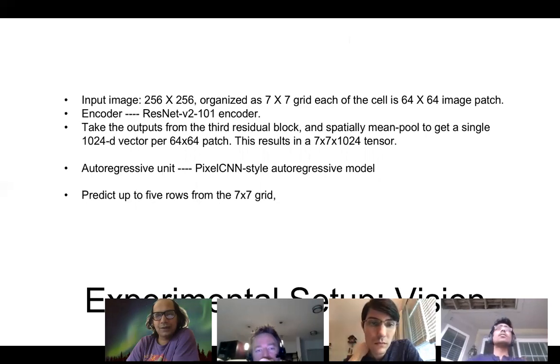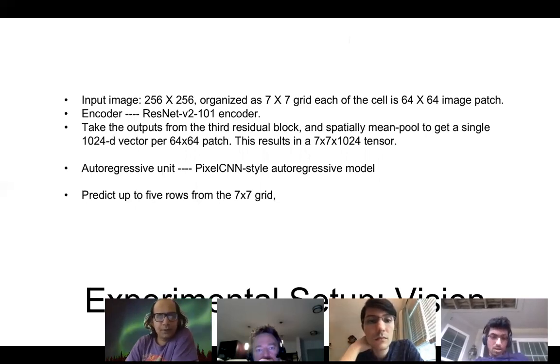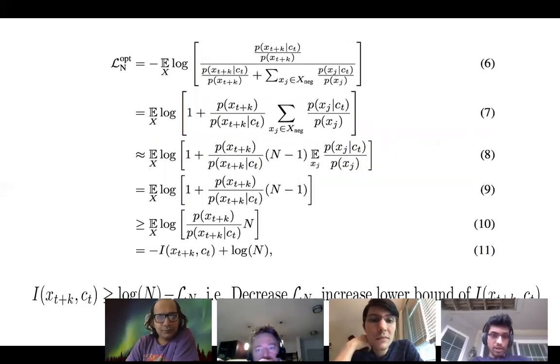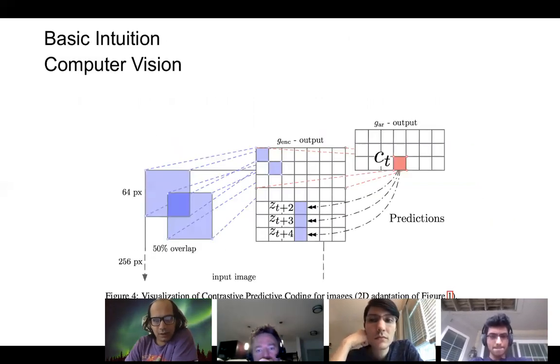Does it make sense? Yeah, because there are 7 by 7 patches, and you have mean pooling them, 1024. Predict up to 5 rows. And so we are getting here a 7 by 7 times 1024 dimensional tensor, and using the context, it is trying to predict the following 5 rows from the top.